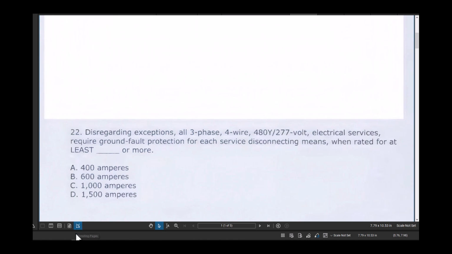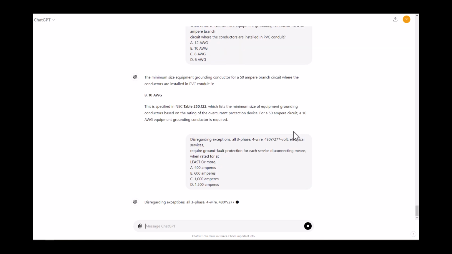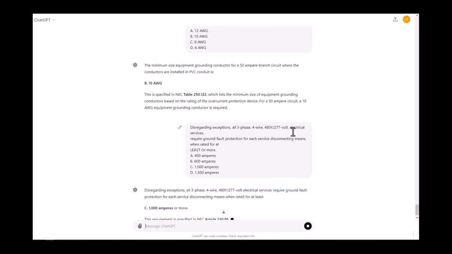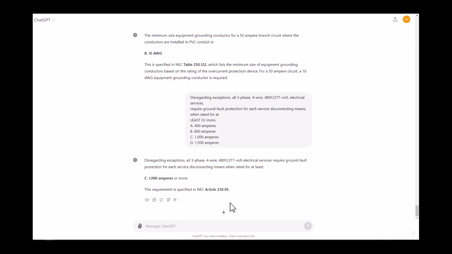When we go to ChatGPT, let's see what the answer is here. Here it says the same, 1000 amps, and related to 230.95, which is the correct answer.